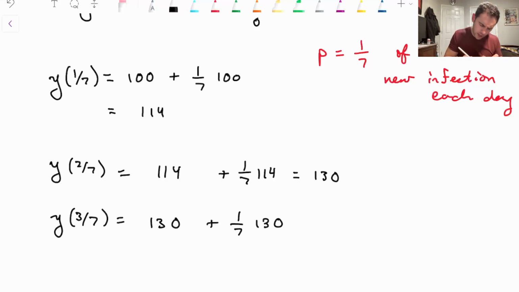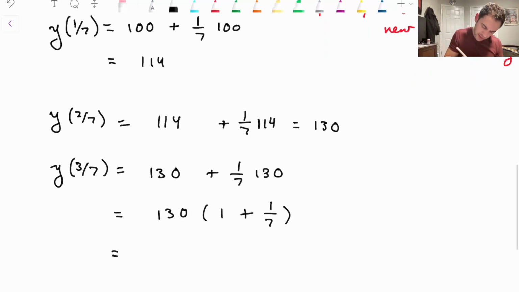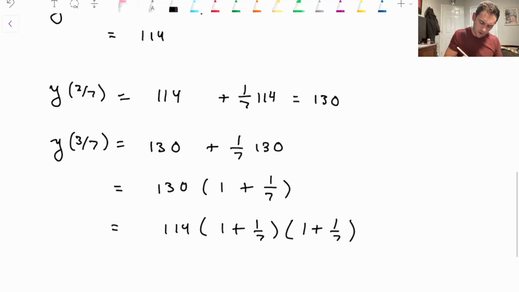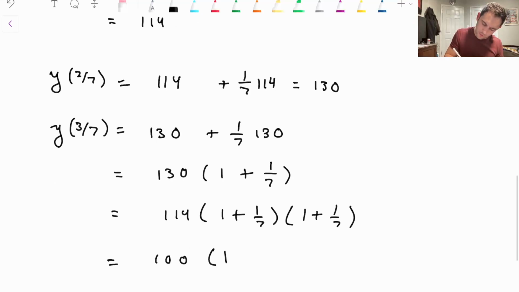Notice here now, maybe it would be helpful to write this as 130 times 1 plus 1/7. Actually, if I think back to all of these time steps, all of these steps represent taking my current population and multiplying by 1 plus 1/7. So what is the 130? It's 114 times 1 plus 1/7 times 1 plus 1/7. And the 114 was 100 times 1 plus 1/7 times 1 plus 1/7 times 1 plus 1/7.